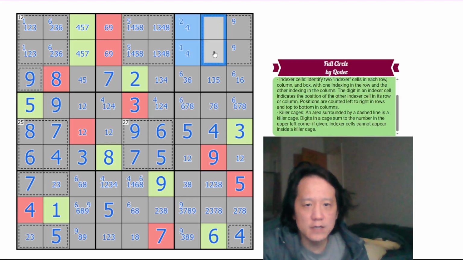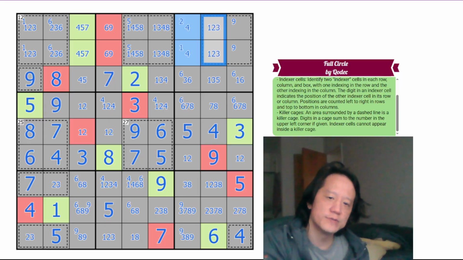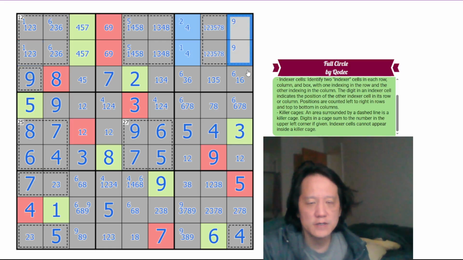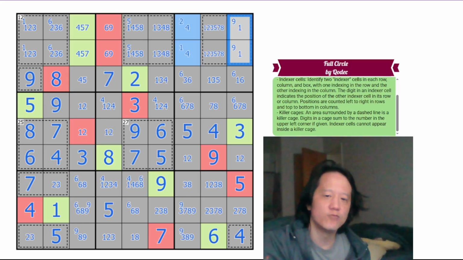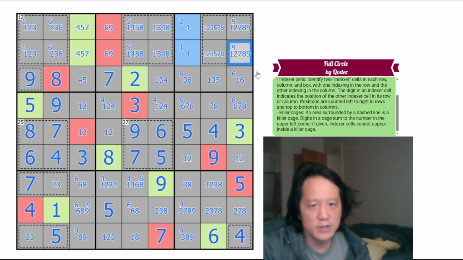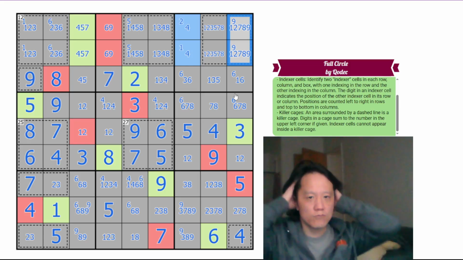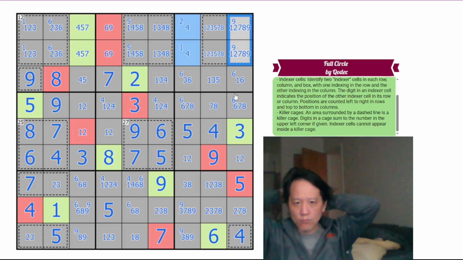Remaining digits in column 8. We have 1, 2, 3, 5, 7, 8. Okay, and any of those could be the case. In column 9, we have 1, 2, 6, 7, 8, 9. 6 is not allowed because one of these two has to be 6. We're guaranteed a 9 here.